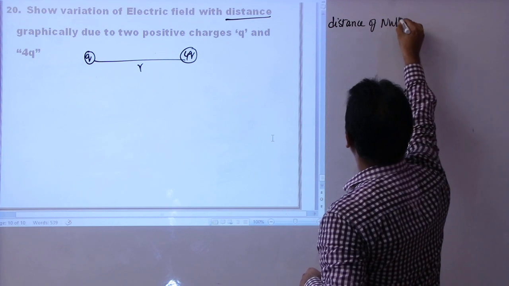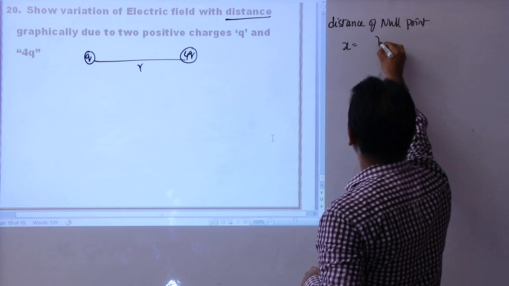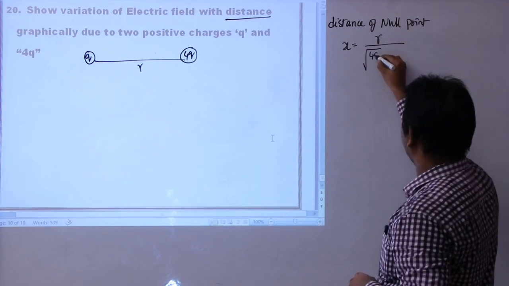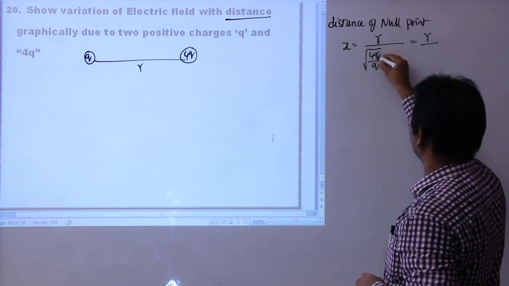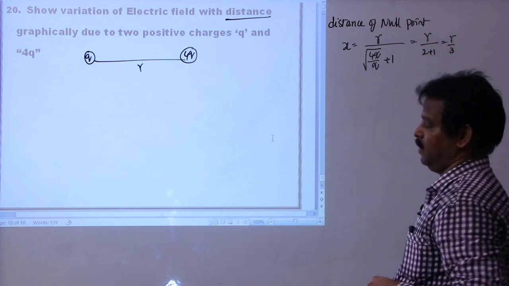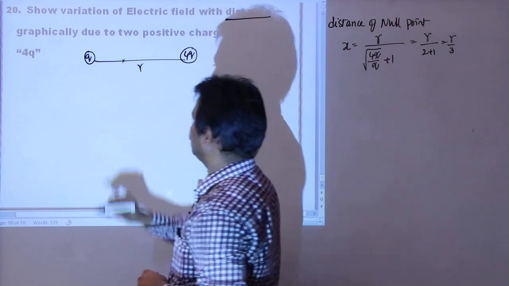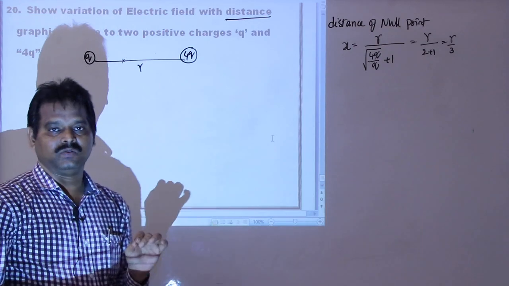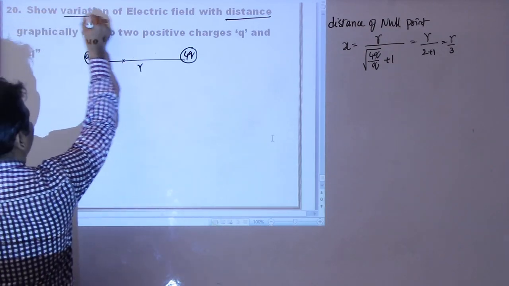So the distance of the null point x is given by the distance between the two charges divided by root over bigger charge by smaller charge, plus 1. So q gets cancelled, root 4 is 2, plus 1, this is r by 3. If it is r by 3, it means somewhere here, 2/3 distance and 1/3 distance, the electric field strength will become 0.